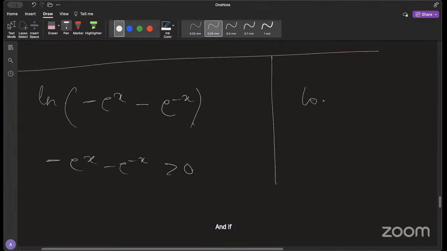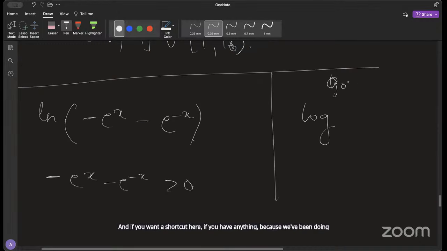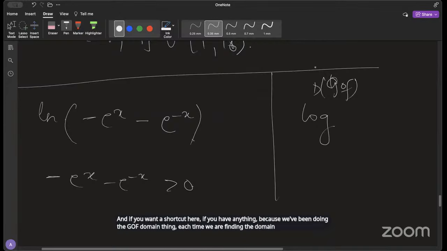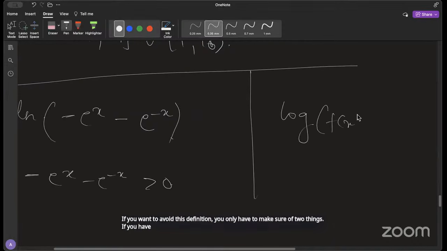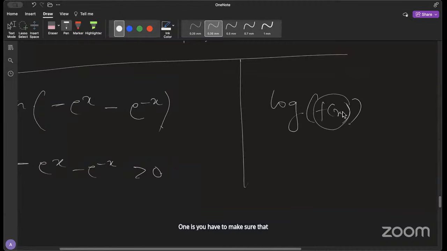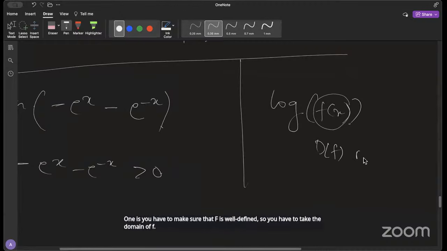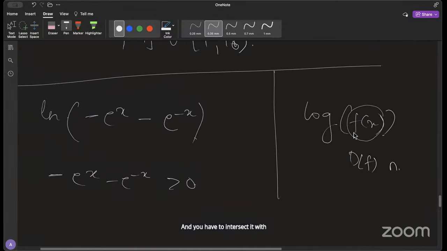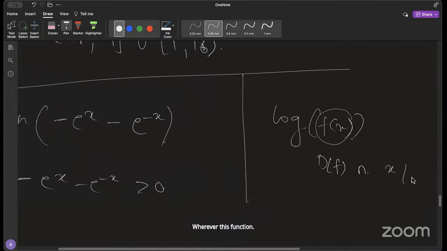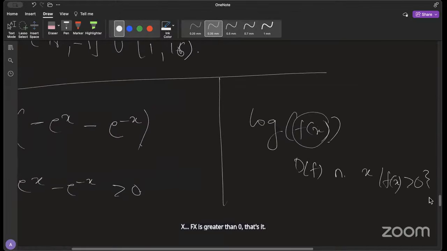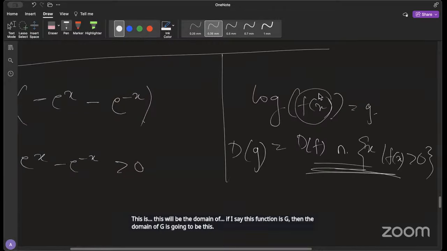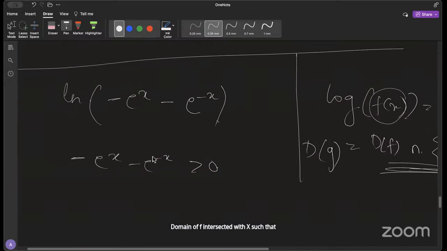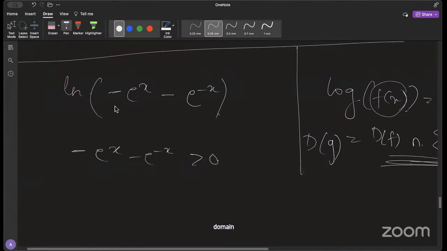And if you want a shortcut here, because we've been doing the domain thing, each time we are finding the domain of log functions, we're using this definition. If you want to avoid this definition, you only have to make sure of two things. If you have log of fx, one is you have to make sure that f is well defined. So you have to take the domain of f and intersect it with wherever this function fx is greater than 0. That's it. If I say this function is g, then the domain of g is the domain of f intersected with x such that fx is greater than 0.